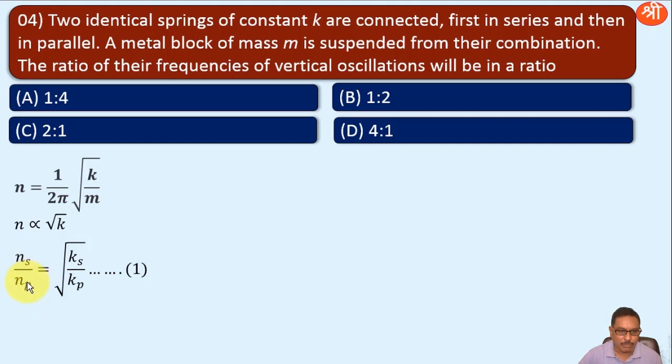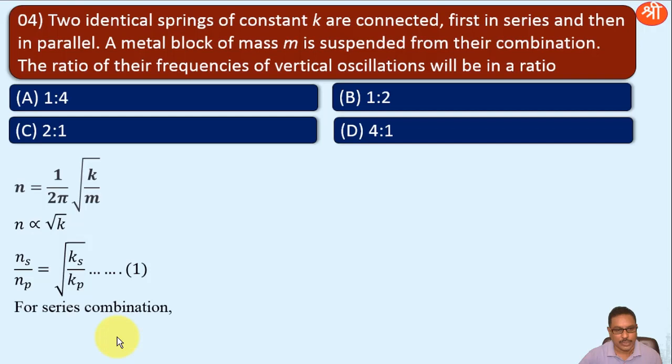From that we can write ns upon np equal to under root ks upon kp. Here ns means frequency in series combination, because here given two springs, first we are connected in series and then we are connected these springs in parallel. So when these springs are connected in series, suppose the frequency is ns, and when they are connected in parallel, suppose the frequency is np. So their ratio will be ns upon np equal to under root ks upon kp, because n is directly proportional to root k. Ks is the effective spring constant of two springs when they are connected in series. S for series. Kp is the effective spring constant of two springs when they are connected in parallel.